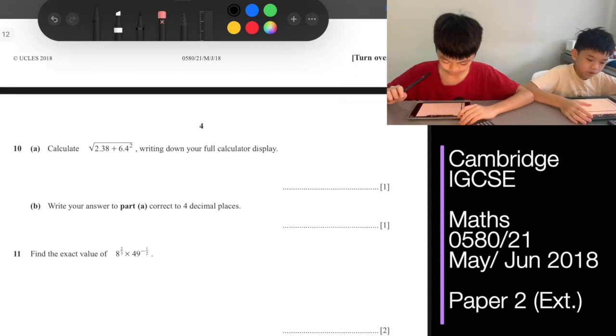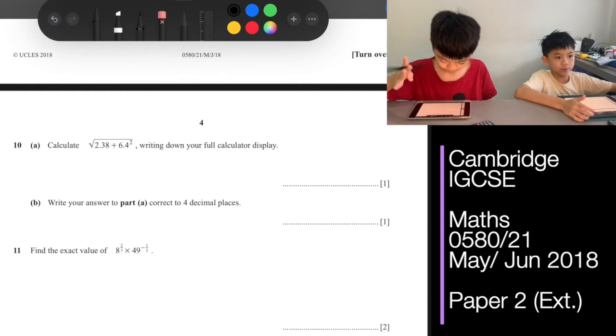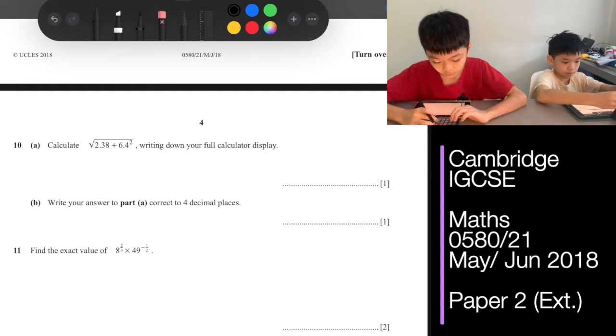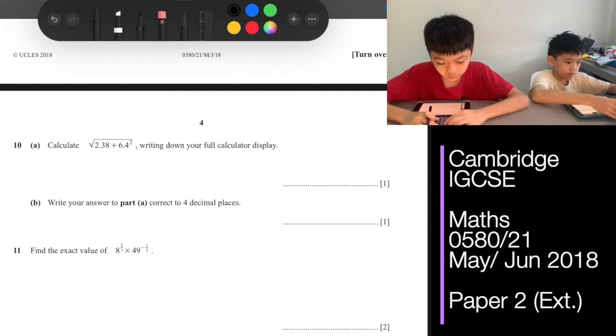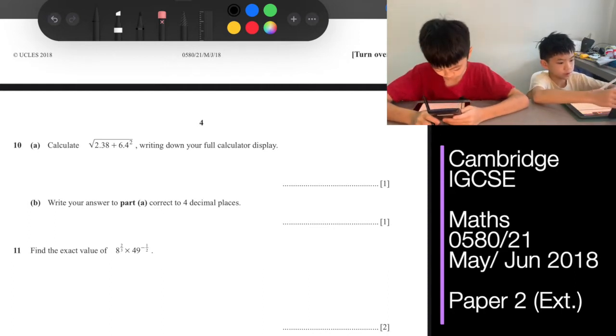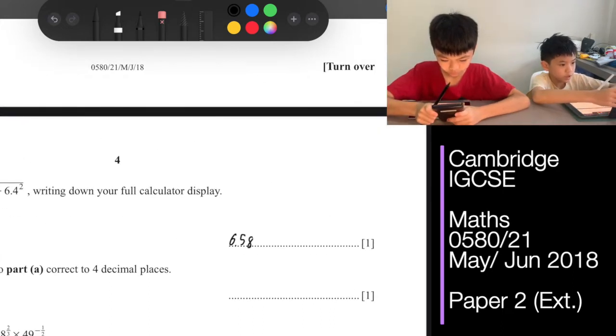Okay, so for question 10a, we need to calculate √(2.38 + 6.4²), writing down a full calculator display, meaning as far as we can go on a calculator. So firstly, that would be √(2.38 + 6.4²), which is equal to 6.583312236.